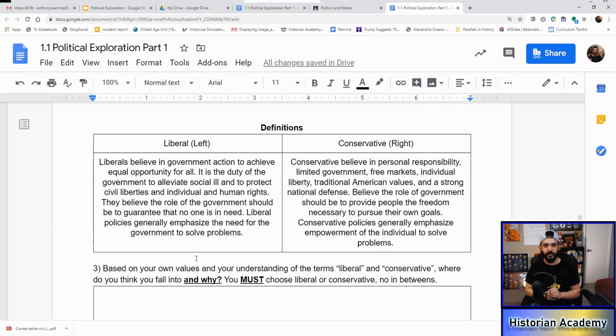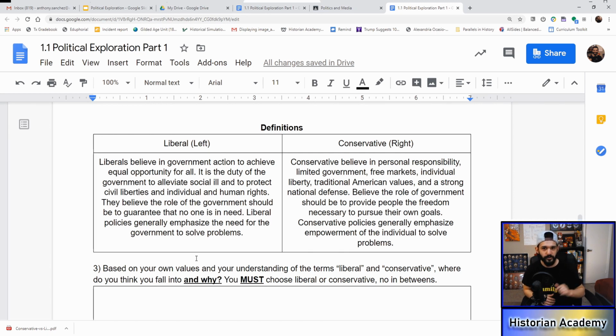So for the next question, we are getting into the actual definitions. You hear me in class always talk about the left and the right, conservatives and liberals, and we've gone into it, but we never really truly explore it and put ourselves into a category. And so for this one, you have 2 definitions, one for liberal, one for conservatives, and I'll pull this out of a site that we're going to be reading later. So for the liberal, the left, it says, liberals believe in government action to achieve equal opportunity for all. It is the duty of the government to alleviate social ills and to protect civil liberties and individuals and human rights. They believe the role of the government should be to guarantee that no one's in need. Liberal policies generally emphasize the need for the government to solve problems.